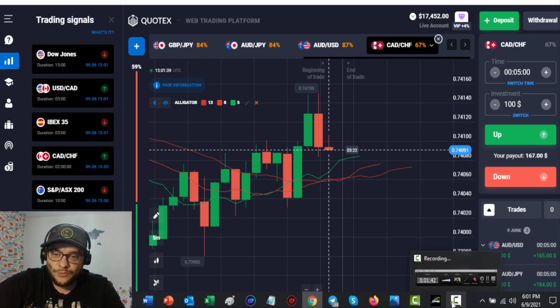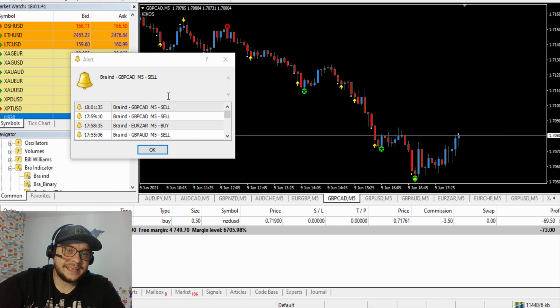Let's have a look at another signal that came from my BRA indicator, and we have the same GBP Canadian dollar.